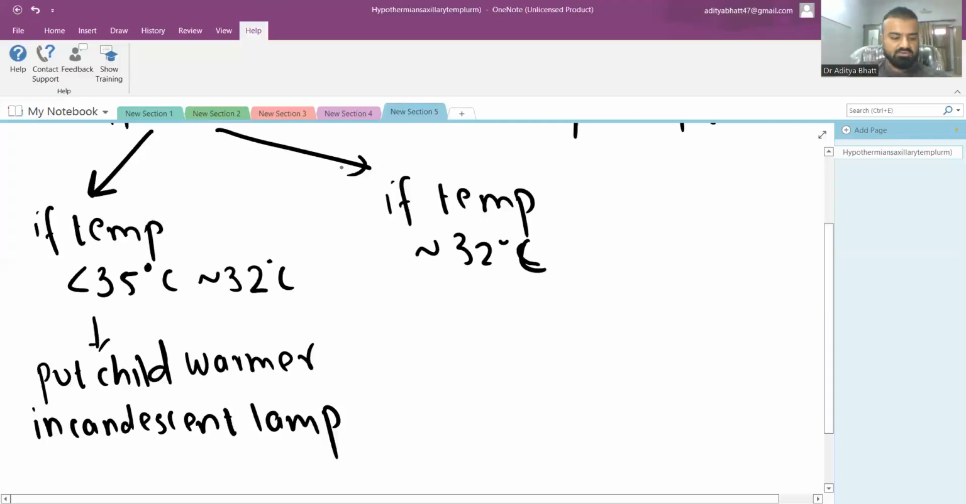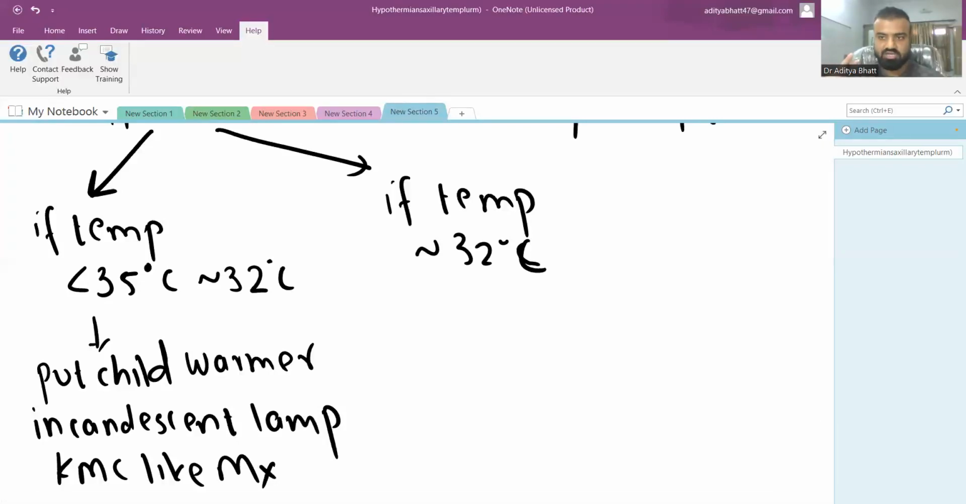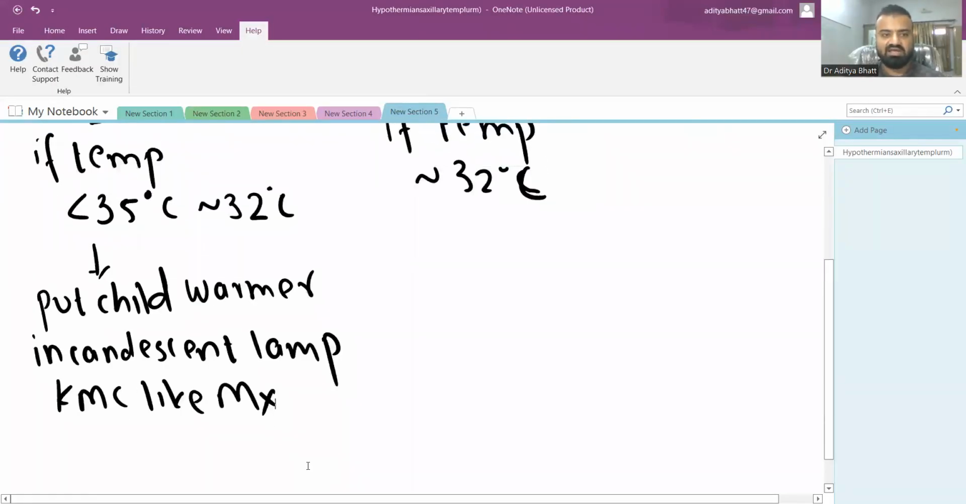So you can do that, or you can advise the mother to wrap the child and give KMC-like management, that you wrap the child in clothes and do body-to-body heat transfer. So that also can be given over here. KMC-like management you can give, and you have to monitor every 30 minutes. And if there is no improvement or there is further fall, then you have to go into the second management that we are looking at over here.